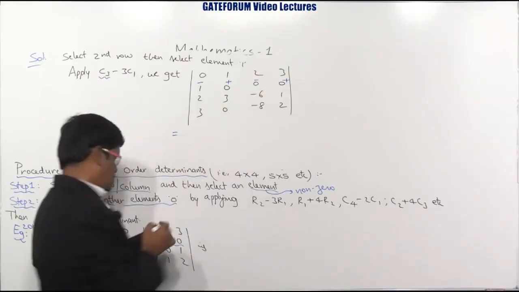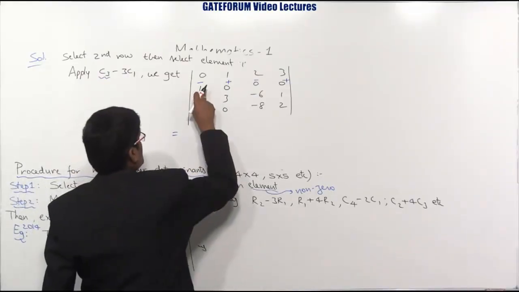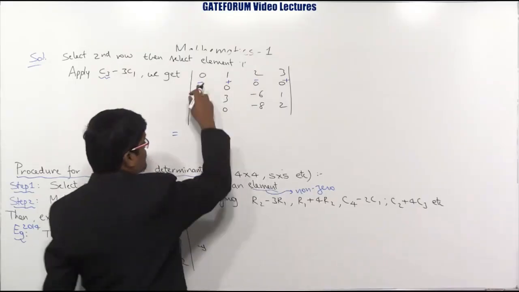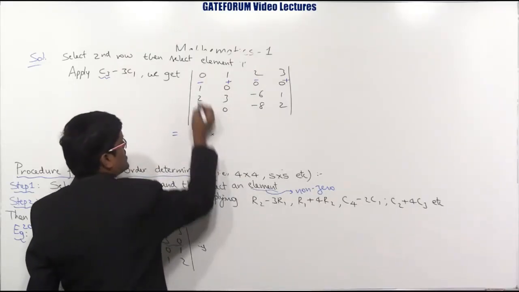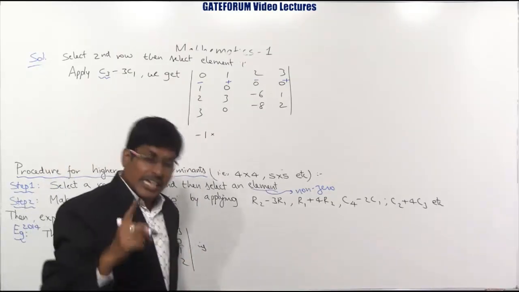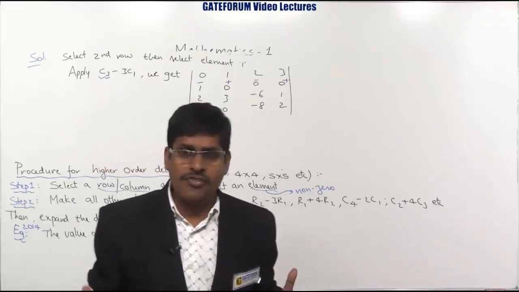Now you will be getting the determinant. What is the determinant definition? Every element multiplied by its cofactor. 1 into, what is the cofactor of this one? That is (-1) to the power i plus j into the minor of this element 1. What is the procedure for the minor of an element?